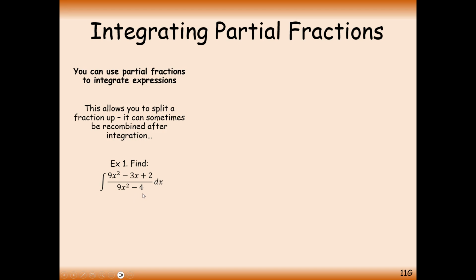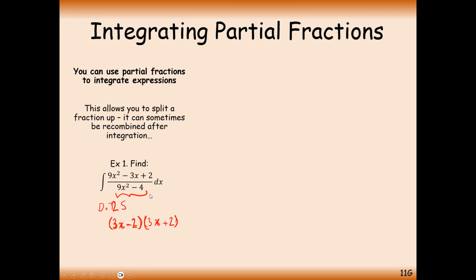factorizable. Here we can see that there is this denominator 9x squared minus 4, which is a difference of two squares. Difference of two squares means that we can factor it into 3x plus 2 and 3x minus 2. So the fact that this denominator can be factorized means that we can break up the fraction into partial fractions. So let's see how it's done.